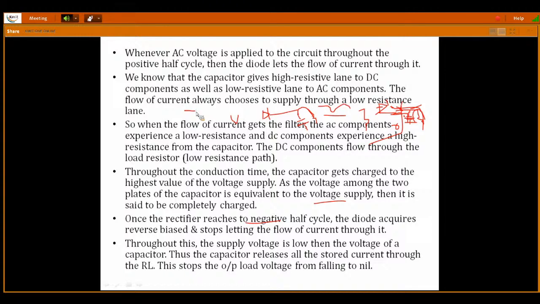Now I can show you the diagrams here. I am not able to draw clearly, so I will show you the diagrams. This is the simple operation of your half wave rectifier.